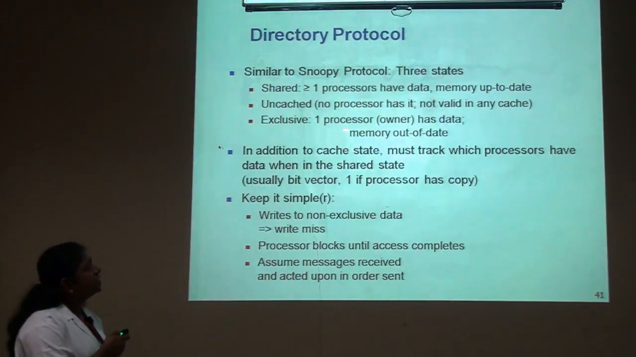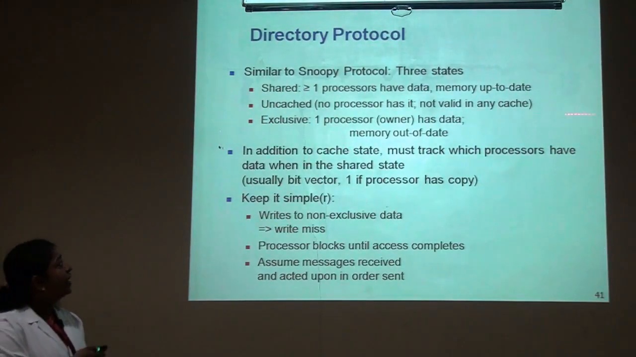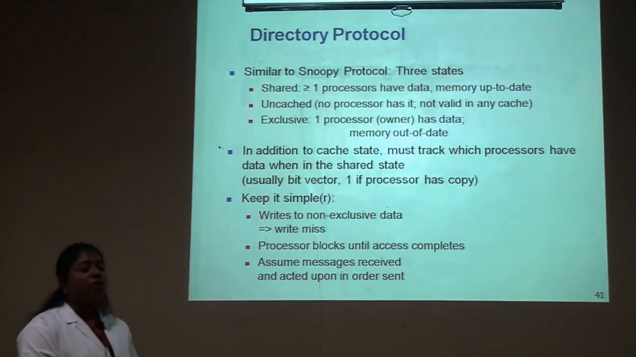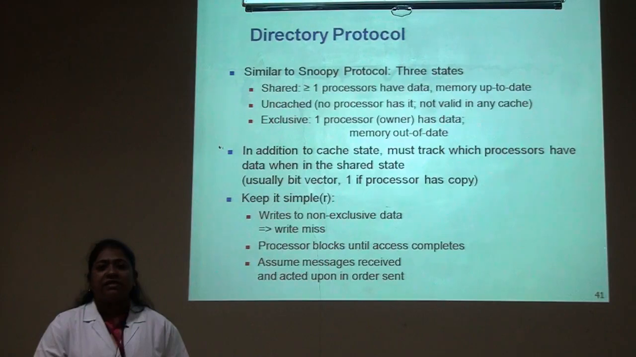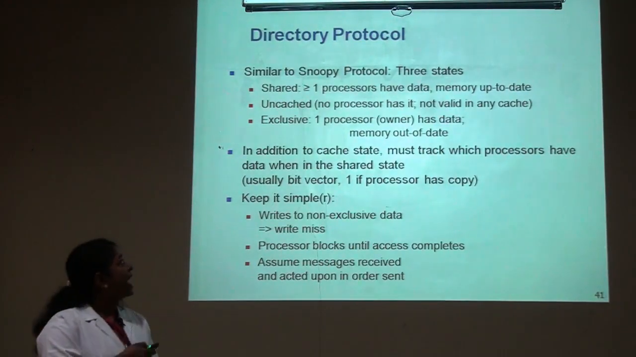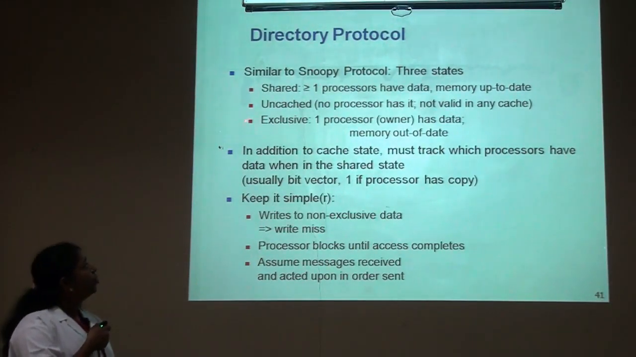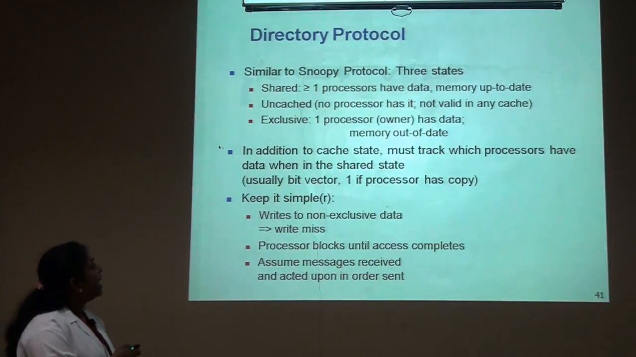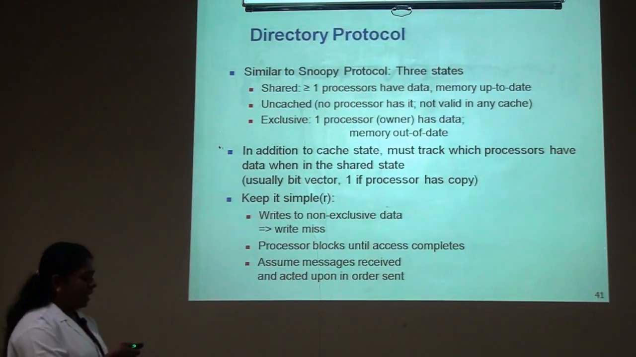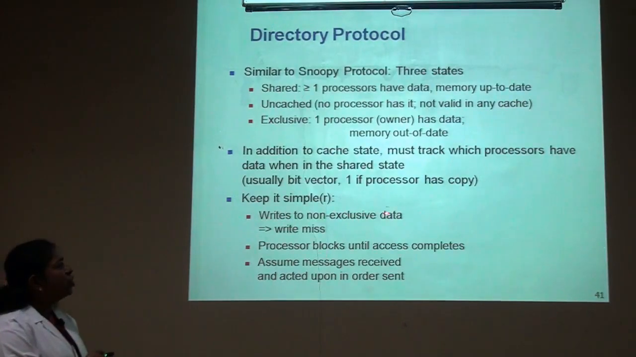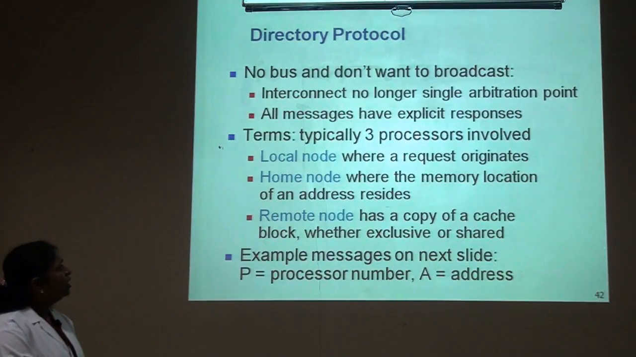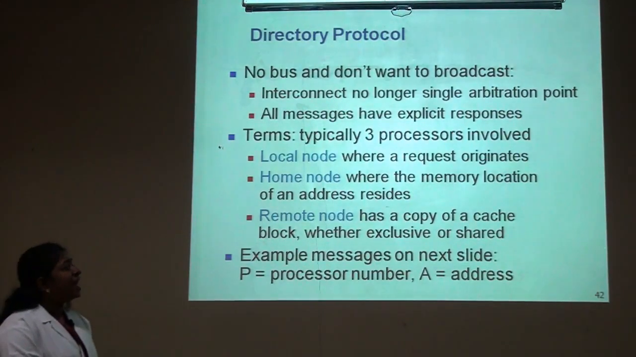Here, like the snooping protocol, we also have states. In the snooping protocol we have 3 states: one is invalid, another one is the shared state, and another one is the exclusive state. In this directory protocol we have the shared state, where one processor has the data, the uncached state and the exclusive state. The names are different. Here a write to non-exclusive data is called a write miss, which can also occur.